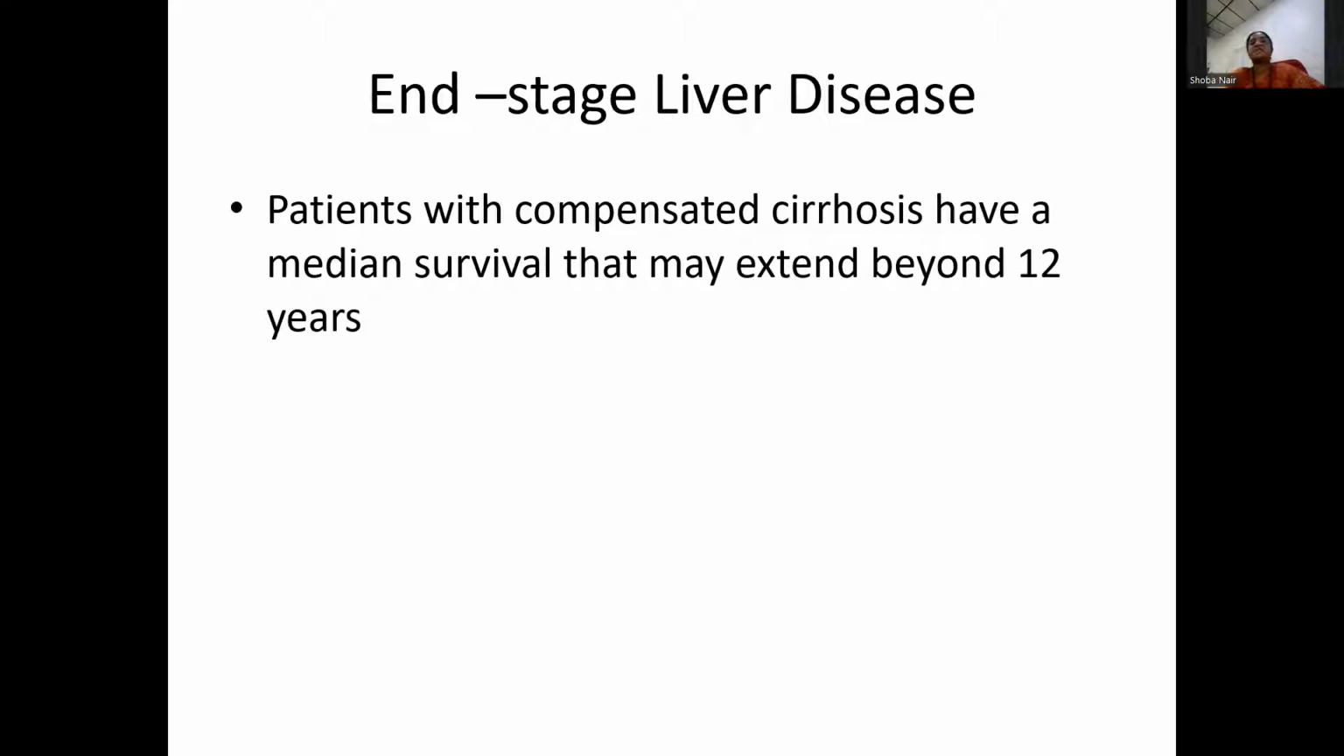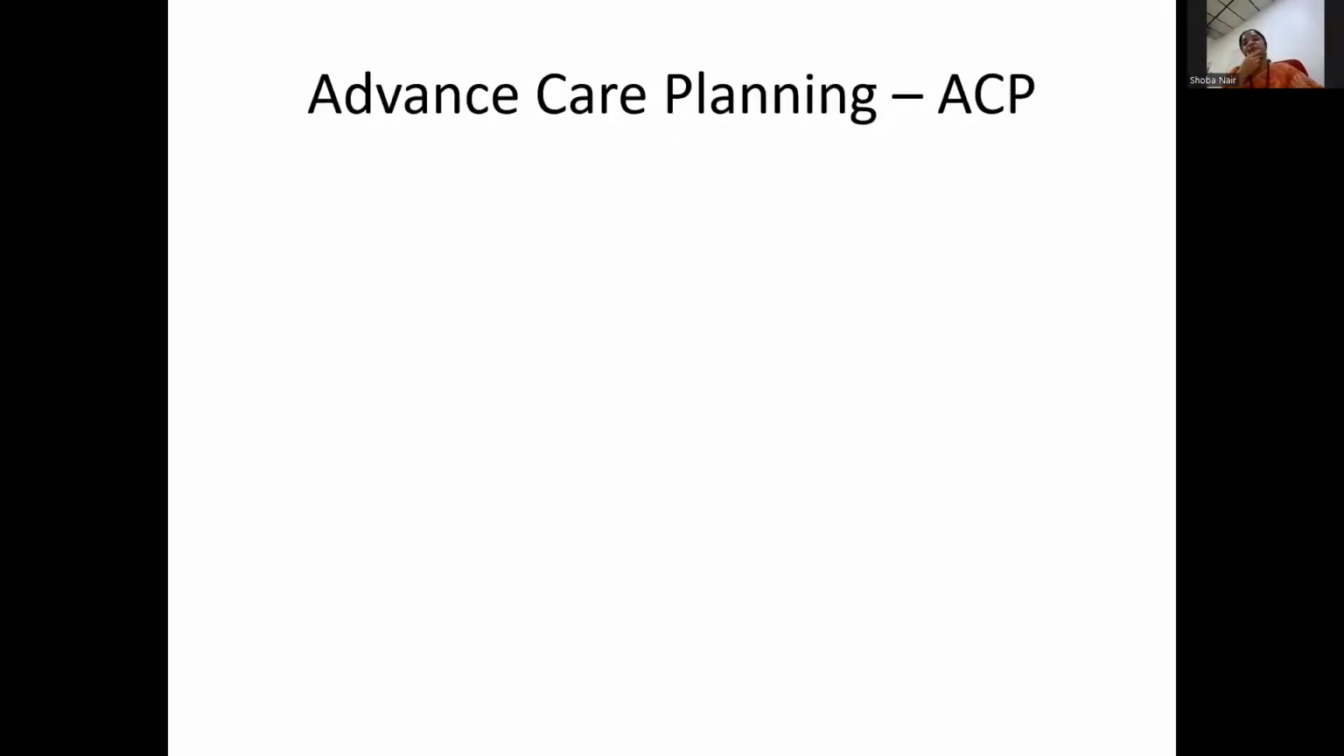End-stage liver disease. Patients with compensated cirrhosis have a median survival that may extend beyond 12 years. With compensated, please listen carefully, it is compensated cirrhosis. And when we get referrals, it is normally decompensated chronic liver disease. Next point, please. So, advanced care planning.